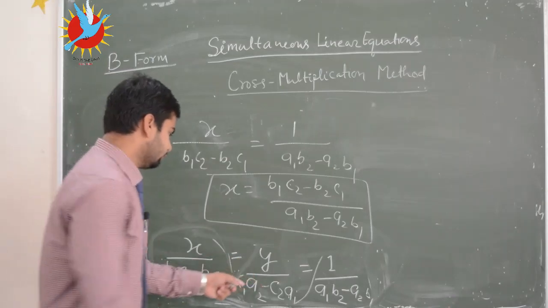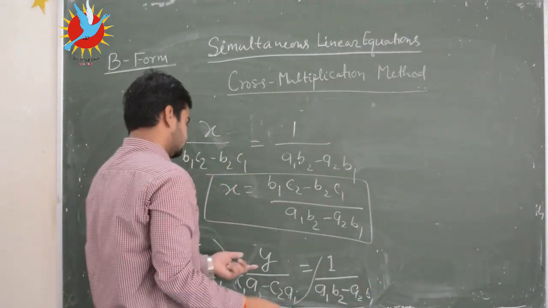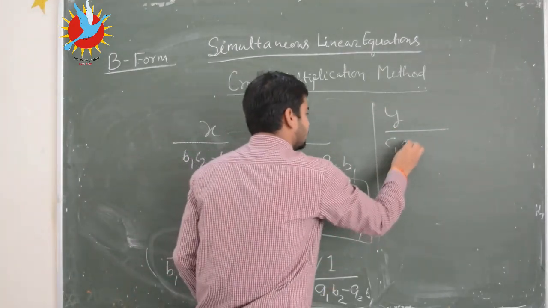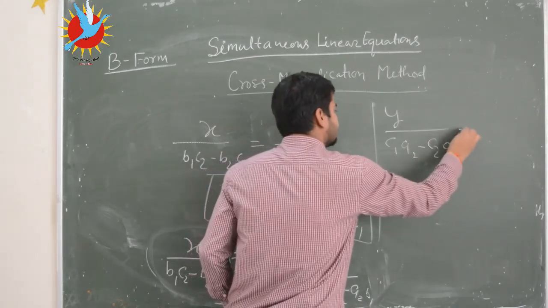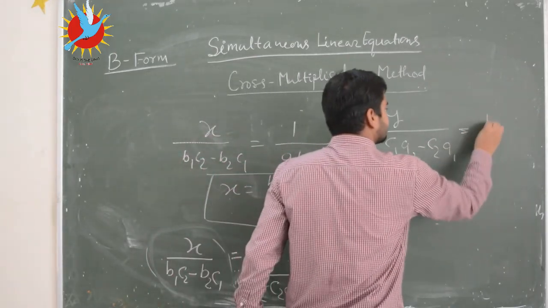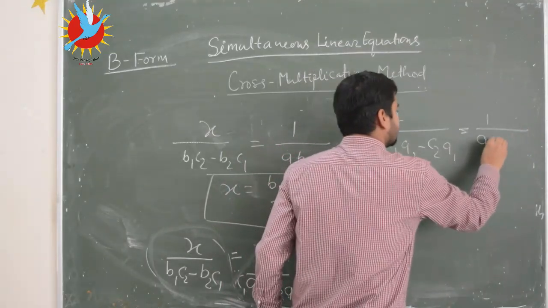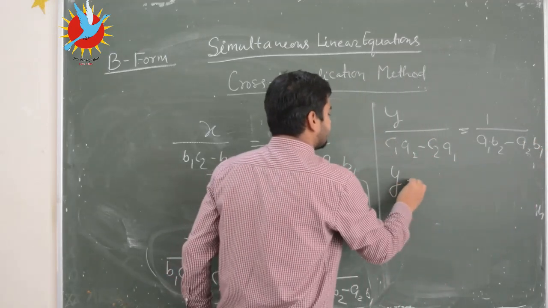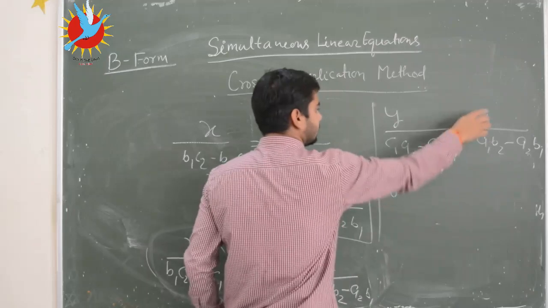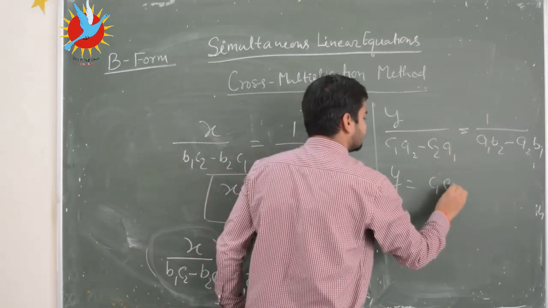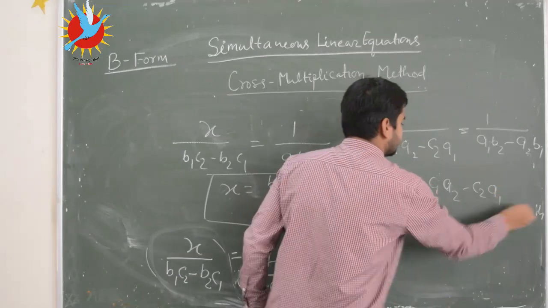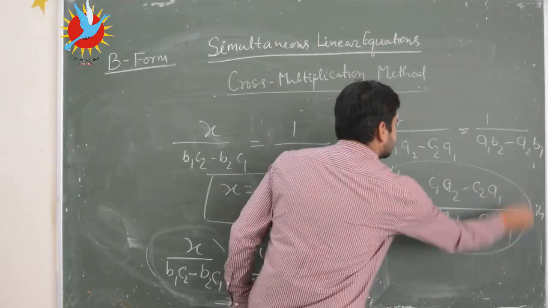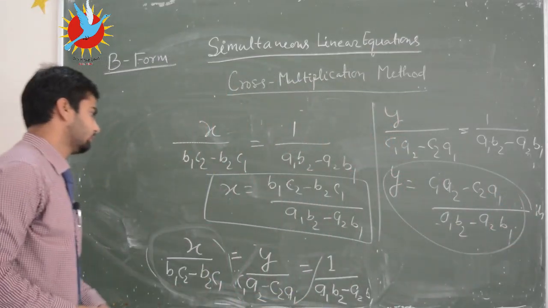So to get the value of y, we have to solve these two terms. So y divided by c1 a2 minus c2 a1 equal to 1 upon a1 b2 minus a2 b1, we can calculate the value of y. Take this term to the numerator, so it will become c1 a2 minus c2 a1 divided by a1 b2 minus a2 b1. So this will be the value of y, and this will be the value of x.